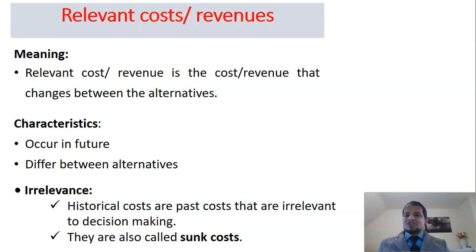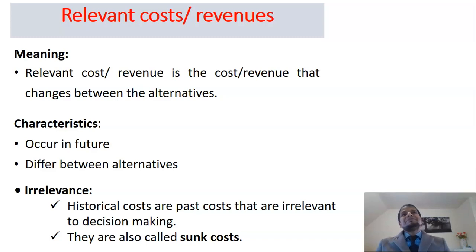So what are the basic criteria of determining whether a cost is relevant or not? It should occur in future, relating to future operations. And the second criterion is that it should differ between alternatives. But when can it be irrelevant? For example, historical costs are irrelevant.